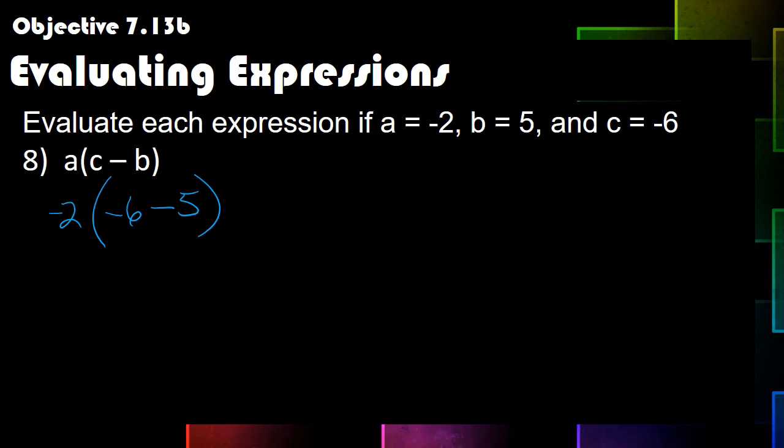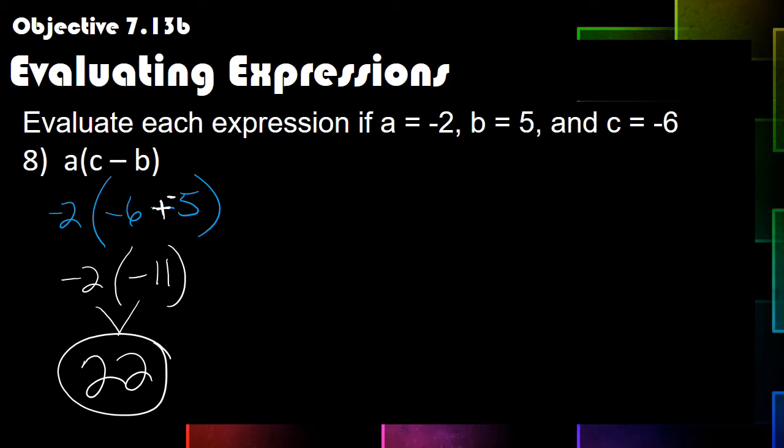So now let's solve using order of operations. What we're going to do is switch our subtraction sign to addition, and the opposite of positive 5 is negative 5. So we have negative 6 plus negative 5, which is negative 11, times our negative 2. When we multiply these together, negative times negative is a positive. So we're left with positive 22 as our final answer.